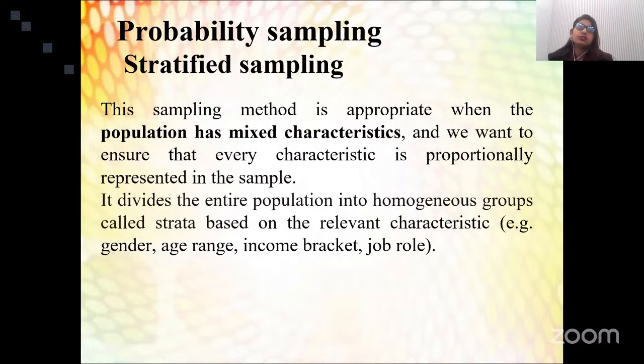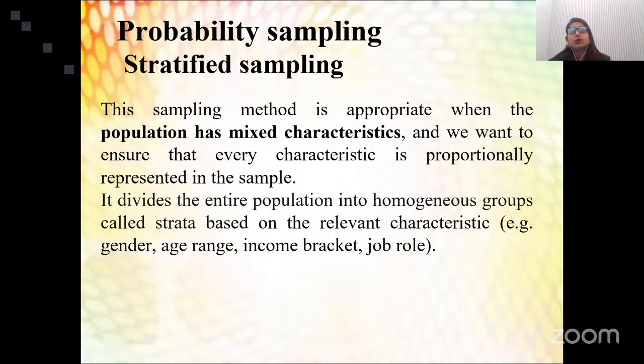Next is the stratified sampling technique. Now we are done with simple random sampling, and we are done with systematic random sampling also. Next is the stratified sampling technique. Now why are we using stratified sampling? Here you can see, it is to overcome the limitation of simple random sampling and systematic sampling.